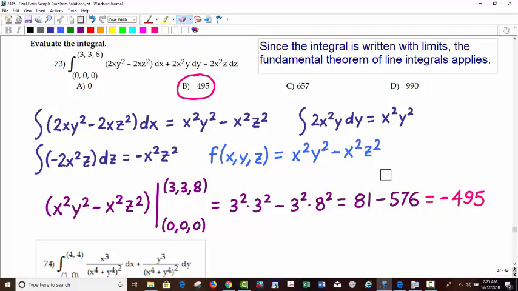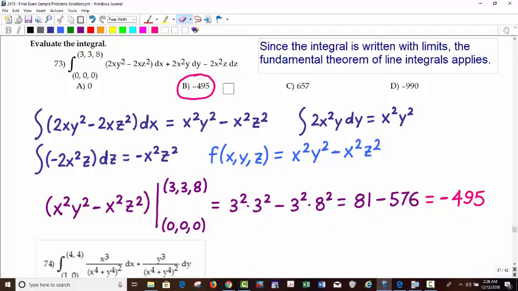And then once you have the potential function, in terms of x, y, and z, you just literally plug in these points, these limits of integration, plug in the lower, plug in the upper, subtract just like you would using the fundamental theorem of calculus, and you plug it in there. Pretty easy number calculation. You get negative 495.